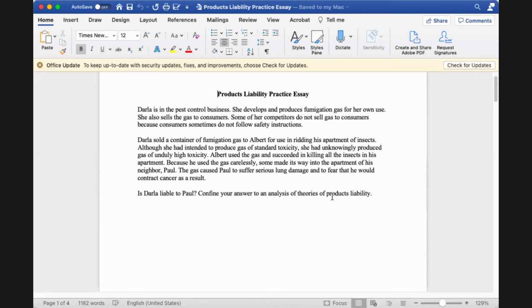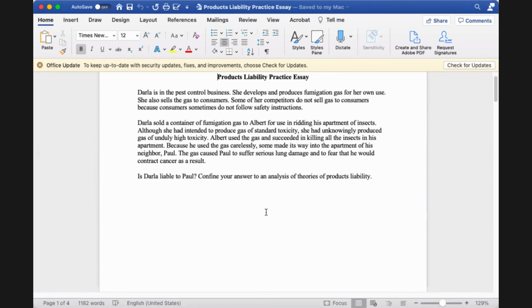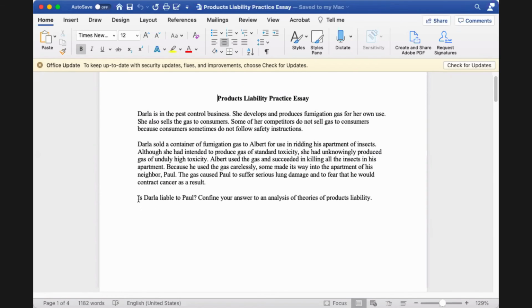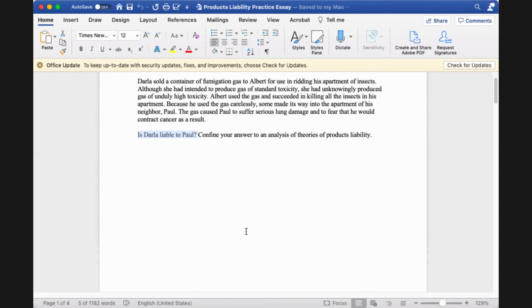Albert then used the gas and got rid of all the insects in his apartment, but he used the gas carelessly and it made its way to the neighbor apartment of Paul. The gas caused Paul to suffer serious lung damage and a fear that he would contract cancer as a result. So the call of the question is: is Darla liable to Paul? Just make sure you're really looking at that. It's not asking is Darla liable to Albert, it's asking is Darla liable to Paul? And then only theories of products liability.